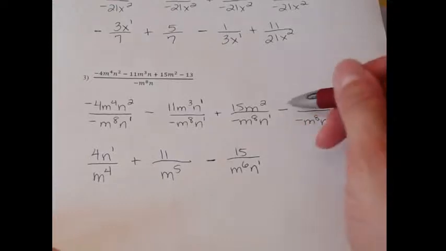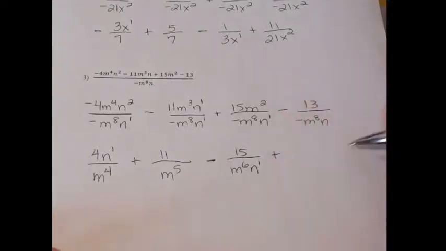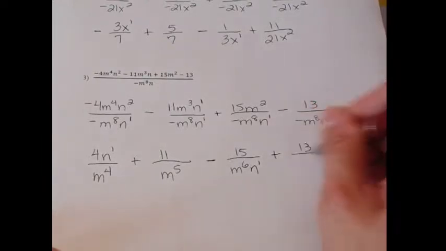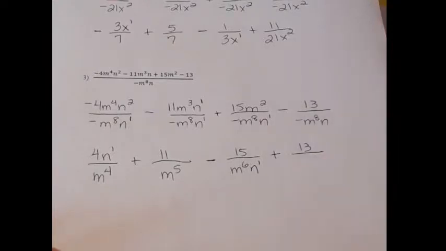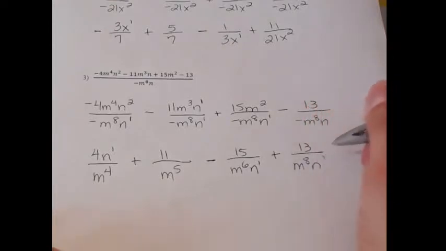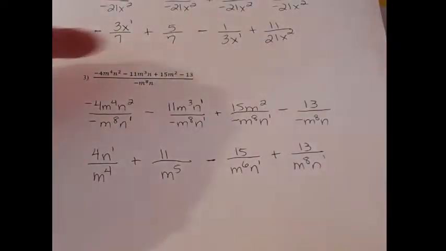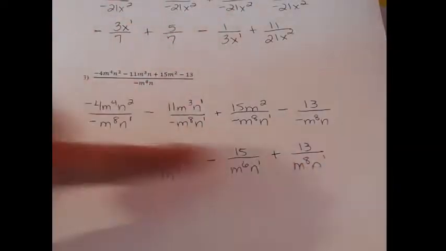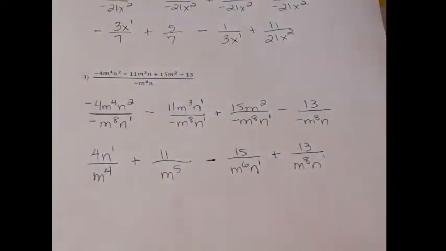And lastly, negative divided by a negative is a positive. And notice that we'll look at each base individually. 13 is my numerical base. There is no other numerical base, so I can't reduce. And then I do not have any m's or n's in my numerator, so I'm essentially going to leave my denominator m to the eighth, n to the first. 4 terms divided by 1 left me with 4 terms. All I did was simplify each fraction.